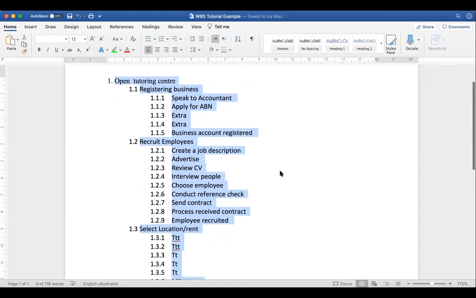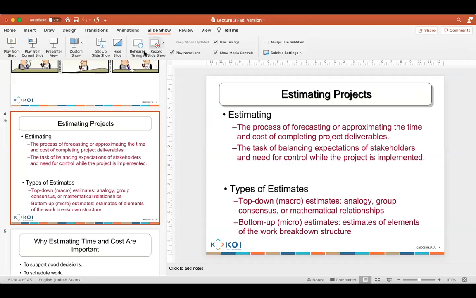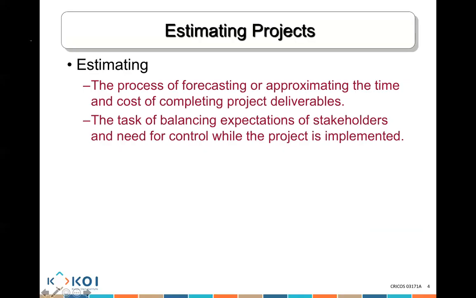WBS. Work breakdown structure. All of these high-level tasks and sub-level tasks required for us to be able to create and deliver one specific project. So that's what a work breakdown structure really is all about. It's breaking the project into all of these small components that need to be done in order for us to deliver the project. That's all it is. Does that make sense? Yes, sir.